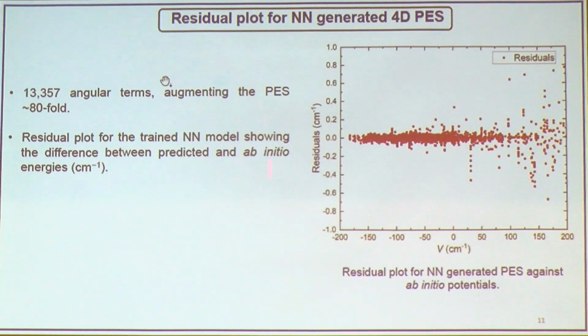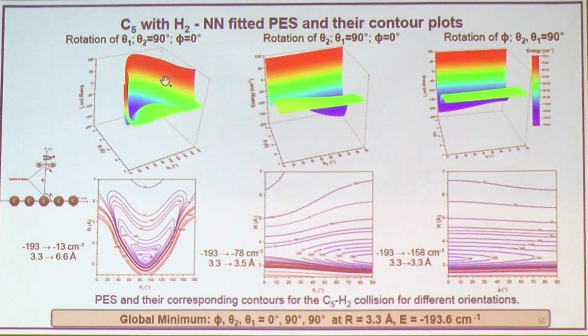This is a check. By using the NN model, we went ahead to compute 13,357 angular terms to get the potential surface, which is 80-fold more than the original ab initio points. After getting the surface, we computed the residuals compared with the ab initio data points, which are plotted here. You can see that the spread is close to the 0 value, meaning it is a reliable surface. So with these results, we went ahead and did the dynamics.